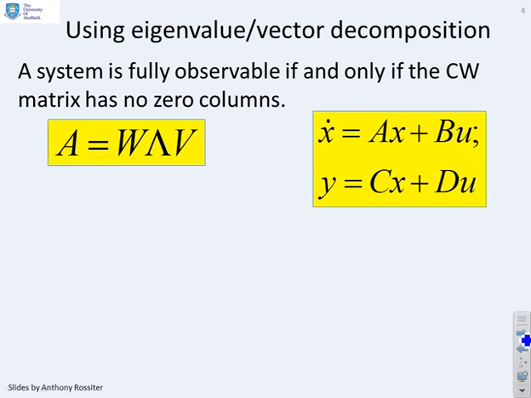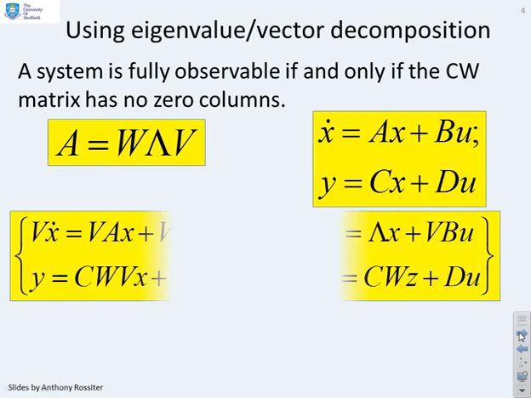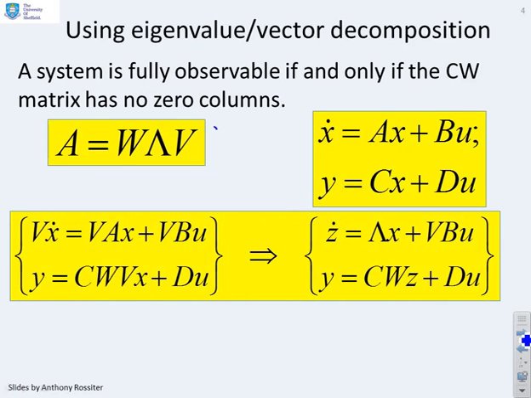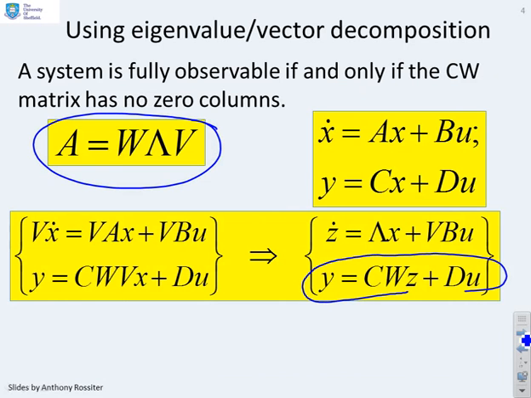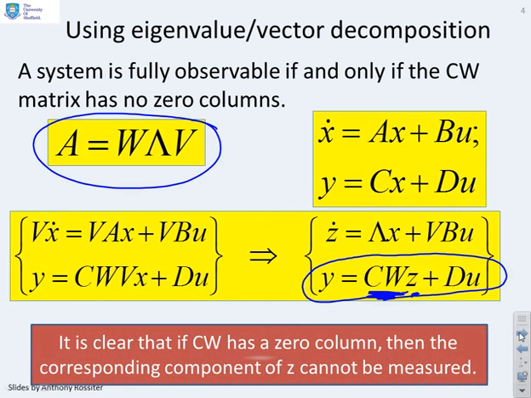The previous video showed that if you use an eigenvalue eigenvector decomposition, given as A equals W lambda V, then you could reduce the output equation to something of this form, and the key point is you notice that the eigenmodes z are mapped to the output through a matrix CW. And so it was clear that if CW has a 0 column, then the corresponding component of z cannot be measured because it plays no part in the output measurement.